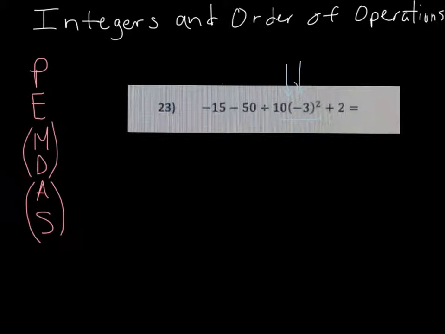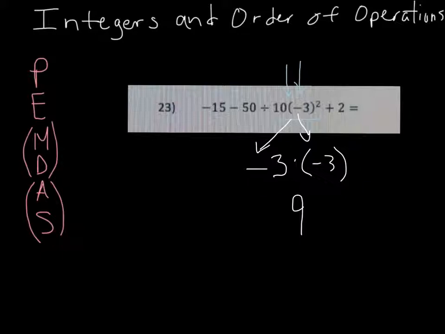So the next thing we need to look at is our exponents, since parentheses is already solved. And we have one set of exponents. We have negative 3 squared. And what does that mean? That means negative 3 times negative 3. And negative 3 times negative 3, a negative times a negative equals a positive 9. So that's this guy.